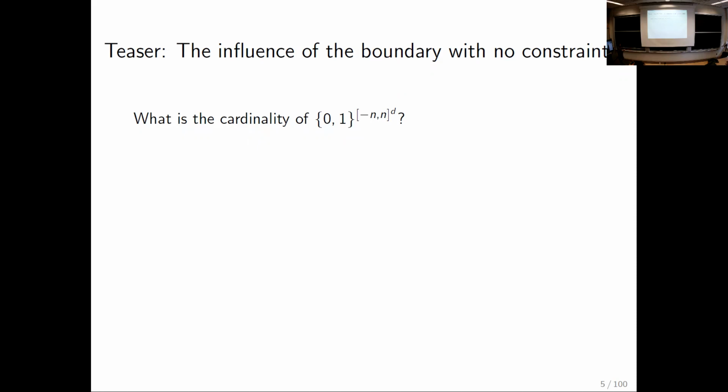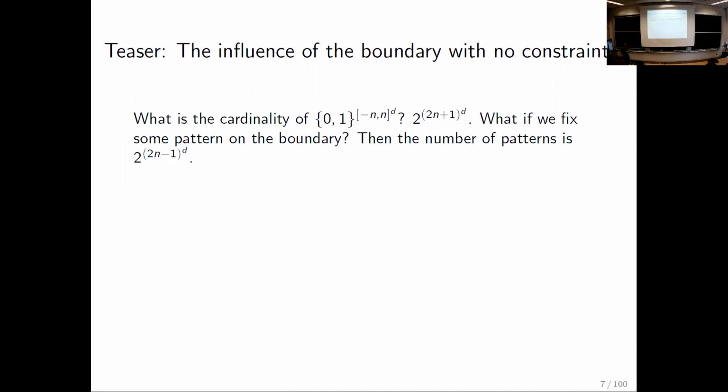So I'm taking a two-element set, and I'm taking a power of that. Looking at the cardinality of this, of course, we are all mathematicians, this is very simple. It's just 3 to the power 2x to the power b: 3 choices for each site. That's about it. Now, suppose I did something different. I fixed some pattern on the boundary. How would things change? Well, things wouldn't change very much. You now have a smaller box, and there you can place 3 to the power (2n minus 1) to the power b.